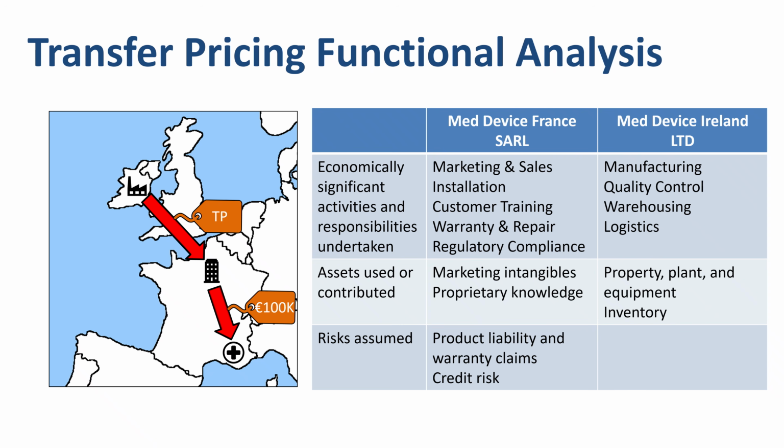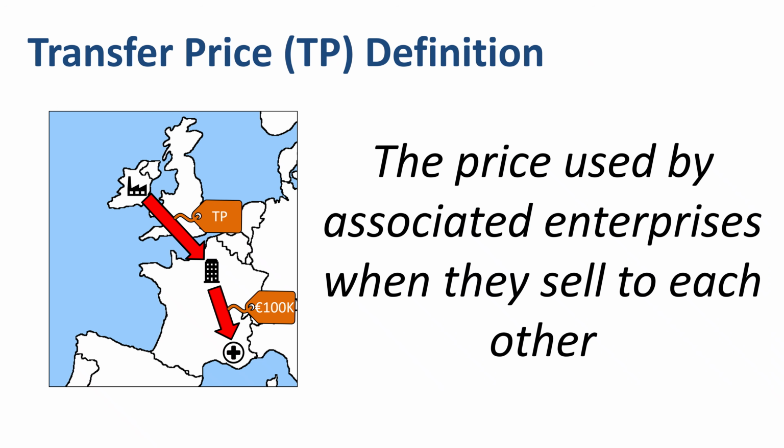In terms of risks, MedDevice France is on the hook for product liability and warranty claims, as well as the credit risk of late payment or non-payment by the customer, whereas MedDevice Ireland has inventory obsolescence and fixed asset impairment risk. Transfer pricing is very important in international business. Getting a solid understanding of how the company creates value, combined with logical thinking, and the ability to document observations and conclusions carefully will get you very far.